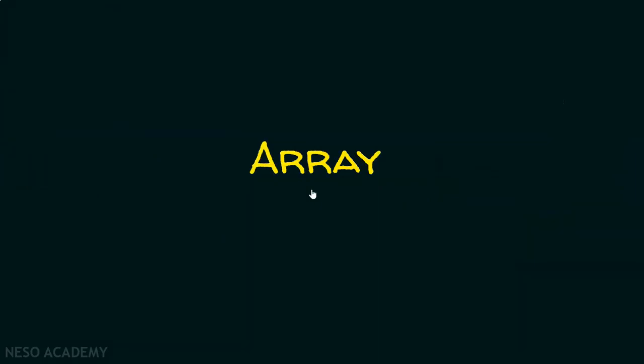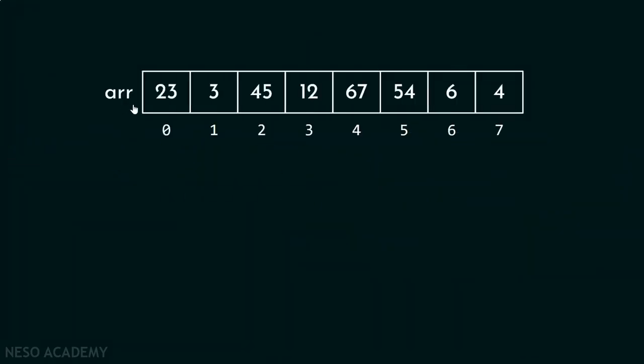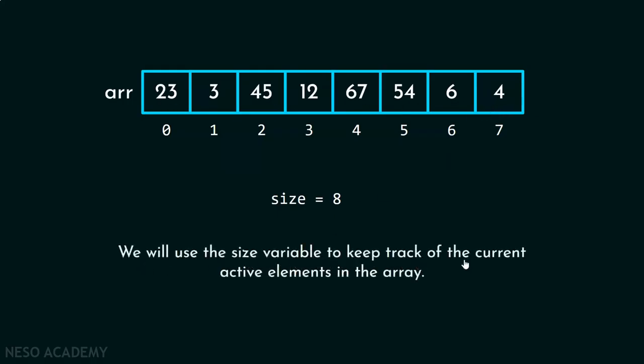Now, what is the time complexity when we delete the last element of the array? Let us consider an array like this, which consists of these elements. Here we want to delete this last element. Here the size of this array is 8. That means we have 8 slots in this array and user has also entered 8 elements in this array. Okay, that is what I'm considering over here. We will use the size variable to keep track of the current active elements in the array.